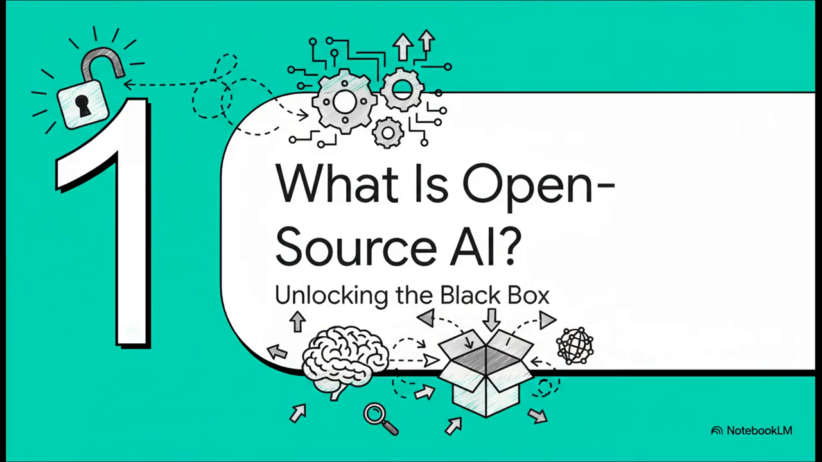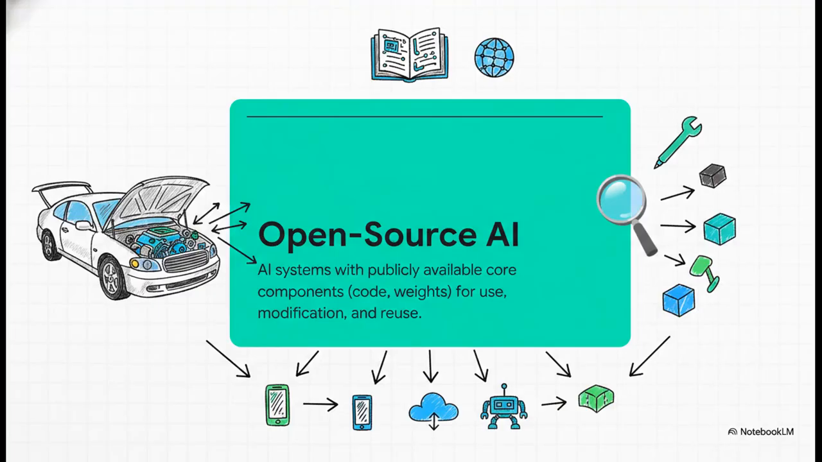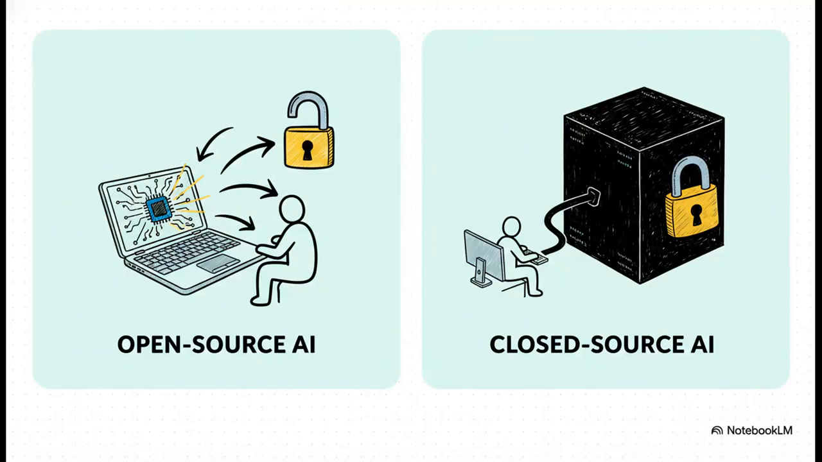What are we actually talking about when we say open source AI? The easiest way to think about it is like AI with the hood popped wide open. Instead of just getting to drive the car, you get the keys to the whole garage. You can see the engine, you can tinker with it, you can swap out parts. You can even build a whole new car if you want to. And that's the huge difference right here.